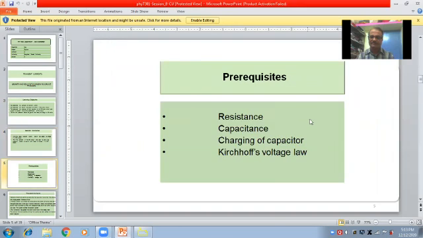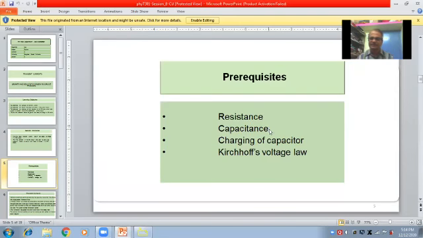Prerequisites means we should know these things before going further in this chapter. So what is resistance? Resistance is the opposition to the flow of current given by a circuit element. Resistance is offered by the circuit element called a resistor, which opposes the flow of current through it. The higher the resistance, the higher will be the opposition. That is the meaning of resistance.